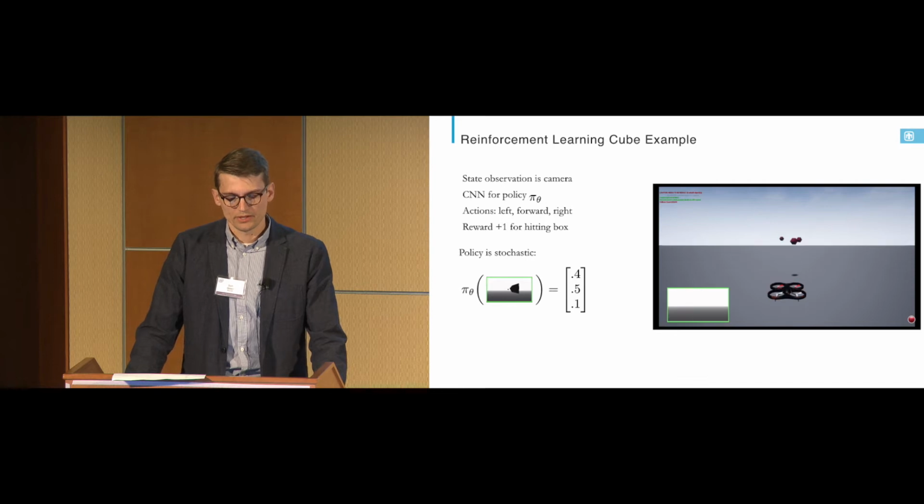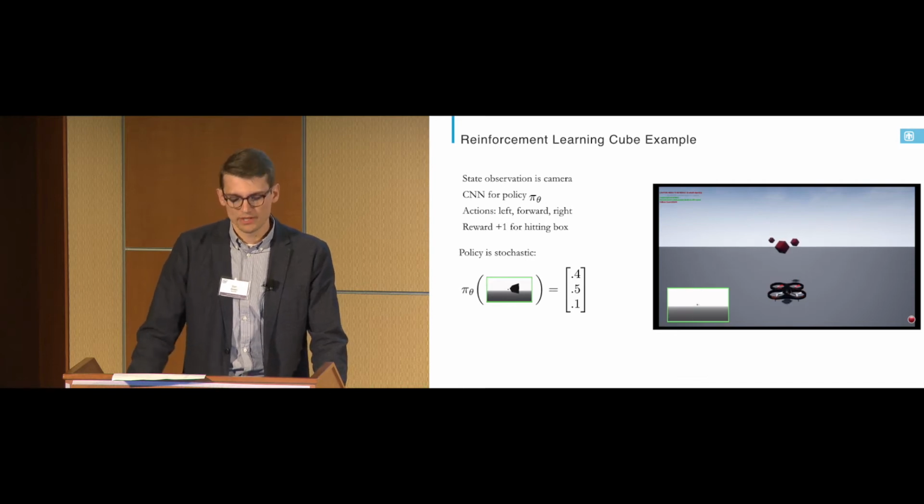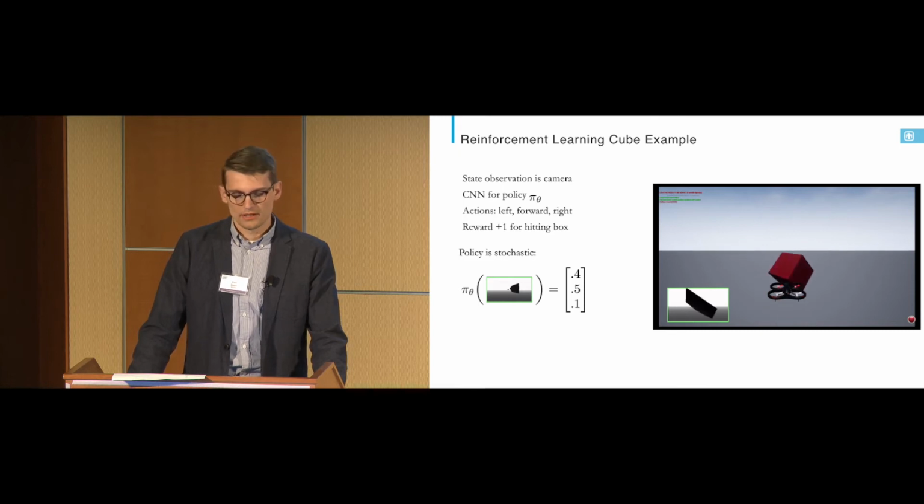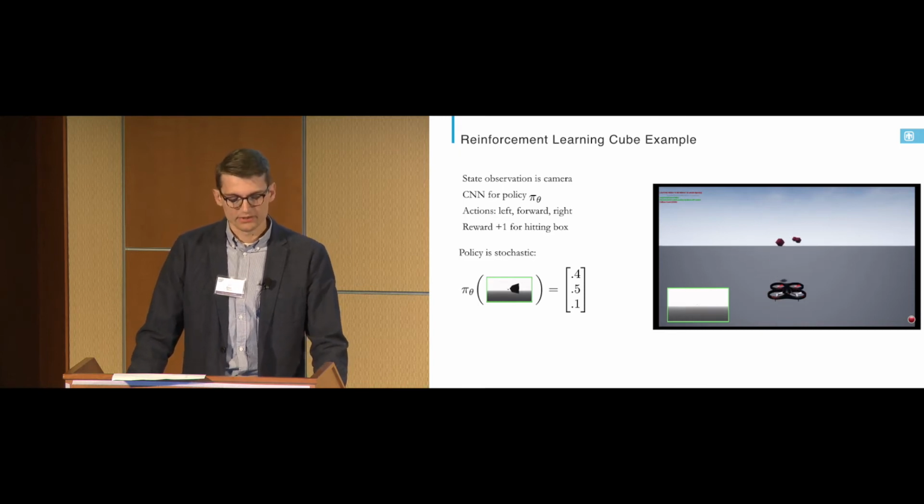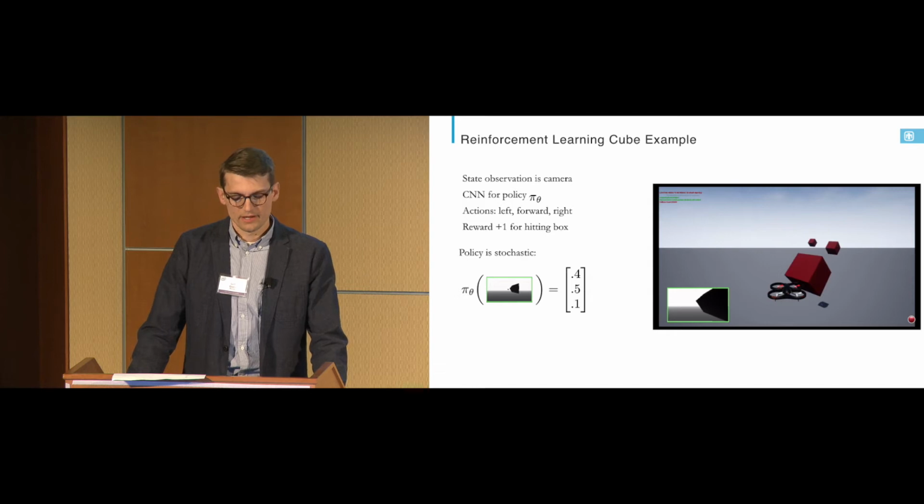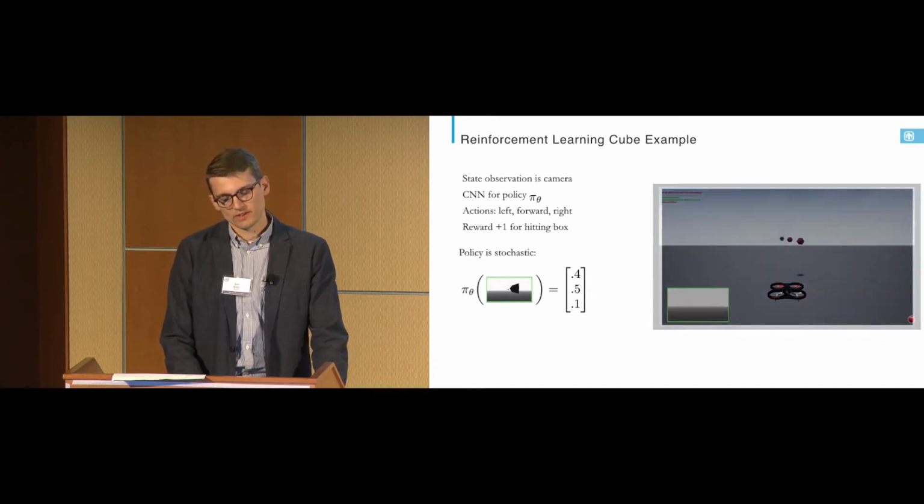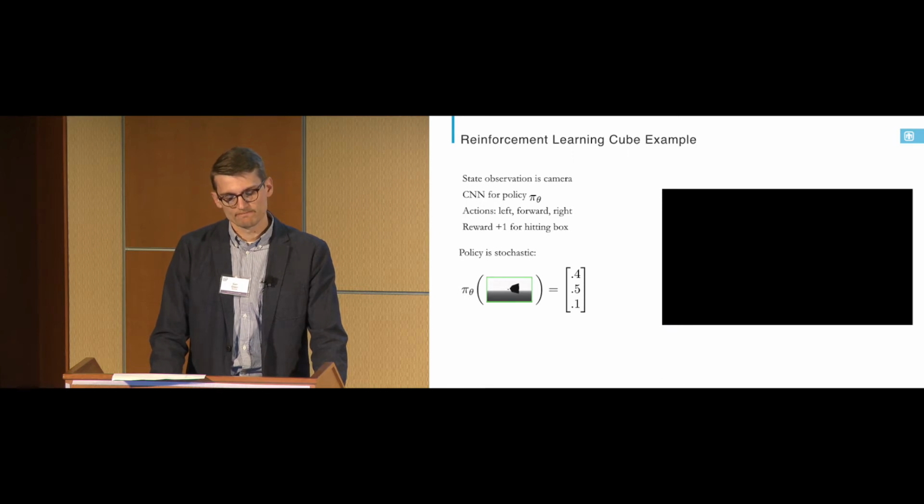And the policy is stochastic, so the input is the image and the output is a probability vector. In this case we have 3 possible actions: left, forward, and right. And for this toy example, the probability of selecting left would be 40%.